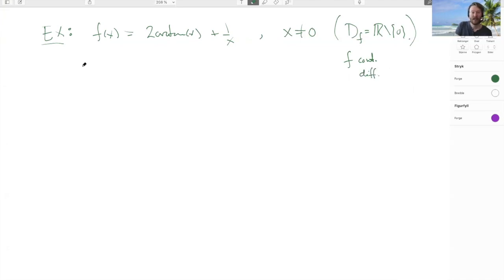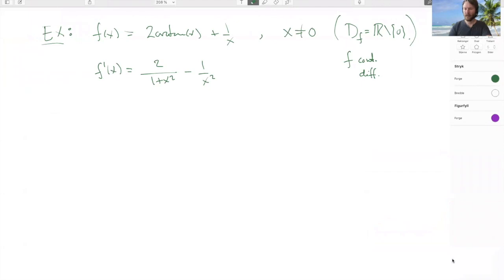Now, usually I say you should check differentiability by computing the derivative. So let's just do that to be sure. So this is 2 times 1 over 1 plus x squared, minus 1 over x squared. So we see here that the derivative is defined on exactly the same set. So f was differentiable on all of this.